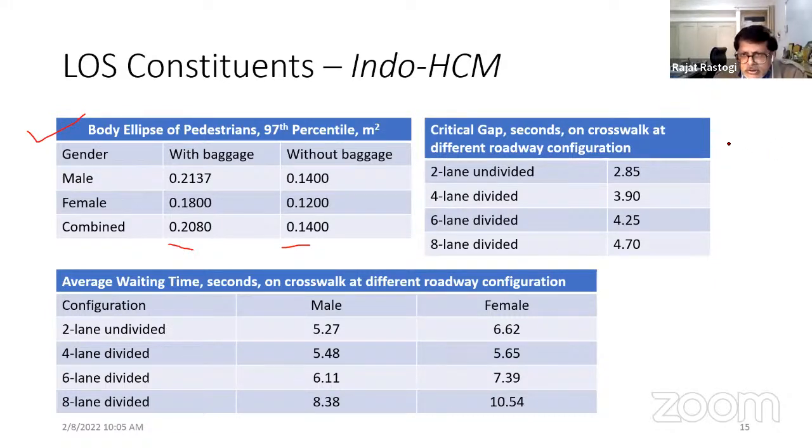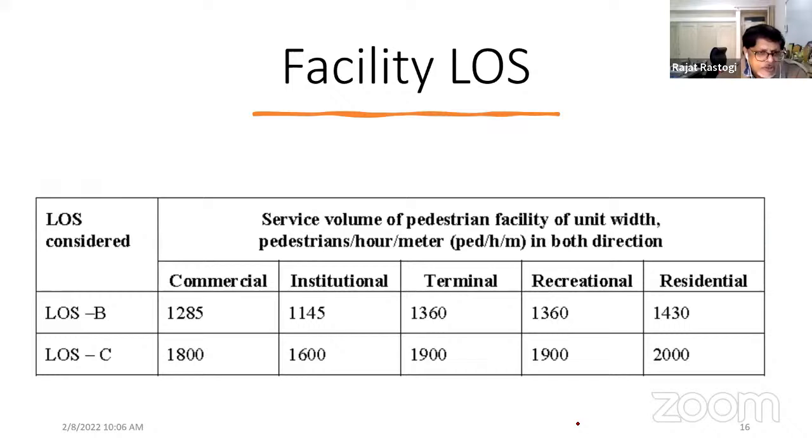And if you are talking about crosswalks, then instead of the psychological gap, it talks in terms of a critical gap for 2-lane, 4-lane, 6-lane, and 8-lane divided carriageways. Similarly, it also talks about the waiting time for crosswalks for male and female. So these are additional values given in the case of IndoHCM. When I look at IRC, then IRC gives the LOS values as LOS B and LOS C, and these are given for different land uses. So you can see there are some slight changes across all these land uses, which have come from a certain reference or work done in some academic institutions only.